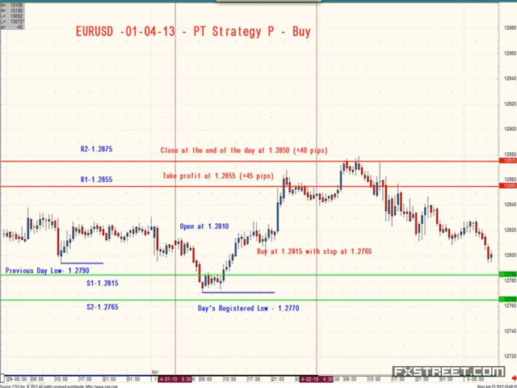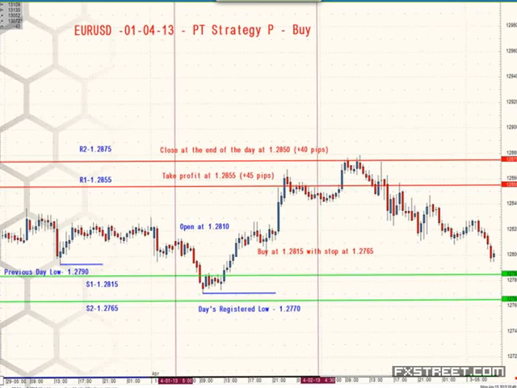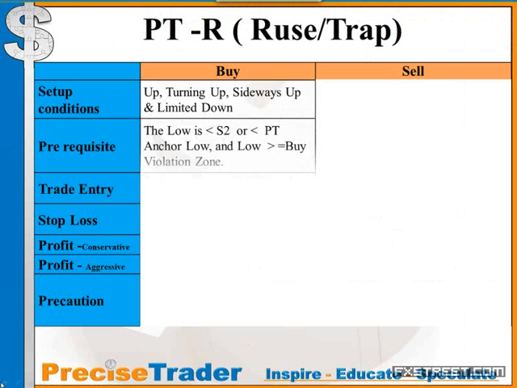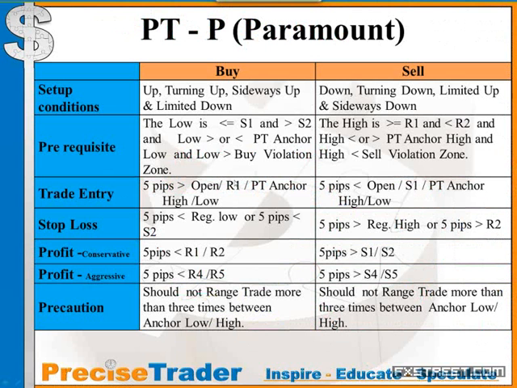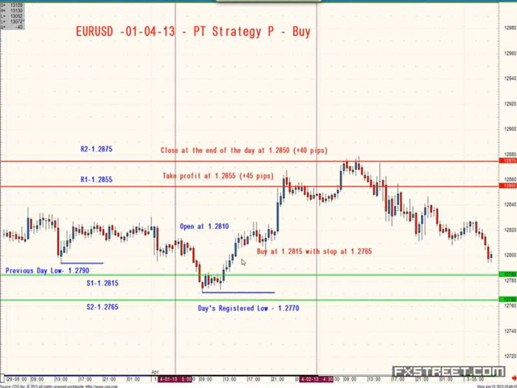Remember, let me go back to the slide. See, the condition can be greater than open, greater than R1, greater than anchor high and low, right? So it can be any one of these levels depending on the market condition. So in this scenario, we can even enter above the anchor low. Somewhere here would be the anchor low, right? It's not mentioned here. Our entry can be here or even here.